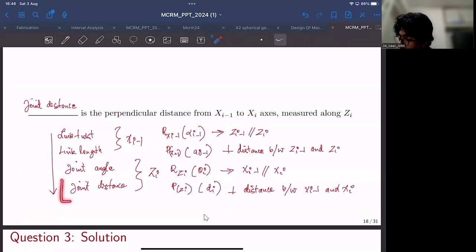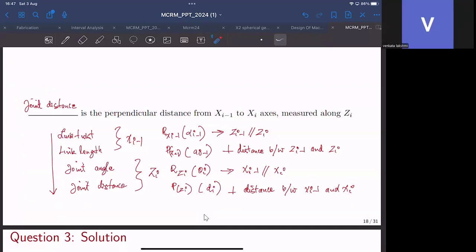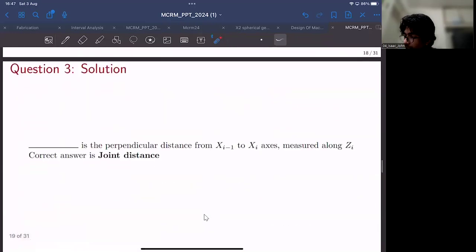And this is actually as per the definition, as per the convention of the DH representation. I hope you will agree that joint distance is the correct choice, the most fitting for this fill in the blank, right? It is to accommodate the perpendicular distance between xi minus 1 and xi along the zi axis. Okay, checking the answer, it is indeed joint distance.